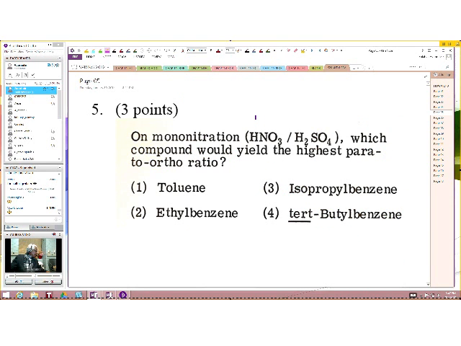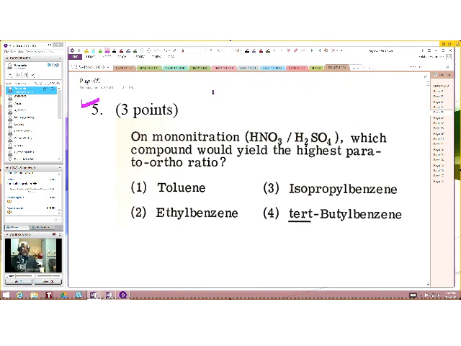Jamal, can you go ahead and read this question for us? On mononitration, which compound would yield the highest para to ortho ratio? Okay, thank you. Very good.